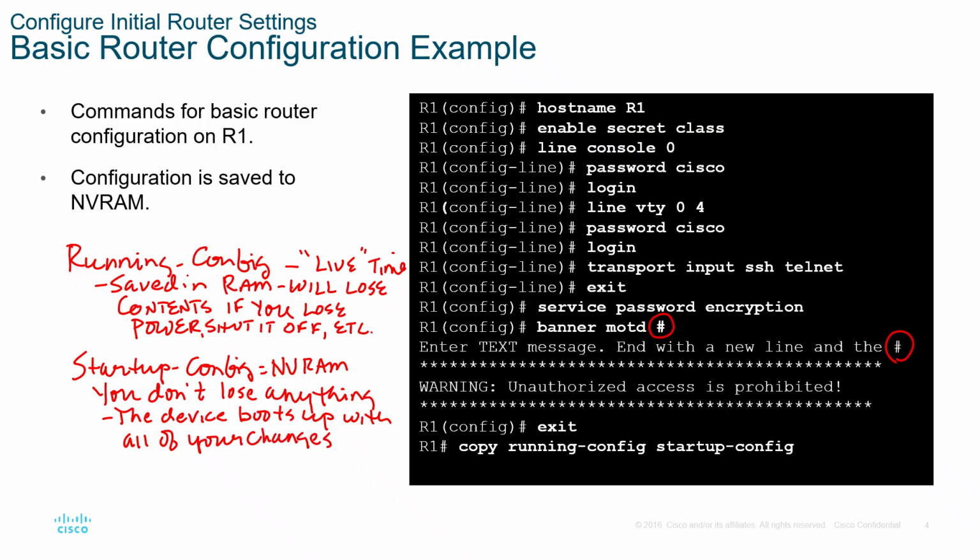So the command itself, copy running config, startup config. Okay, we did learn in one of our labs that the truncated version, I believe, is this. So by typing that, you are essentially telling your router the same thing: copy the running config to the startup config.